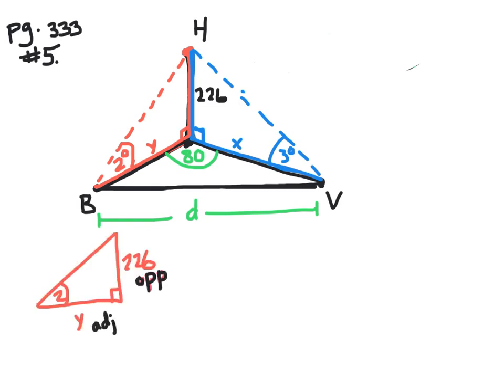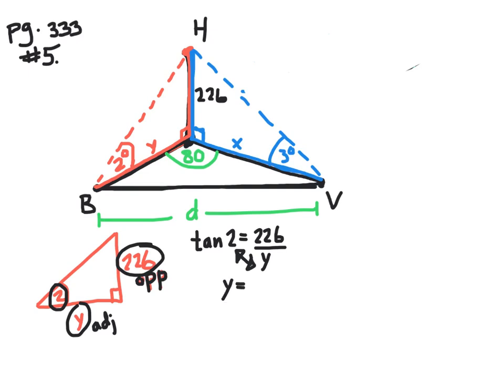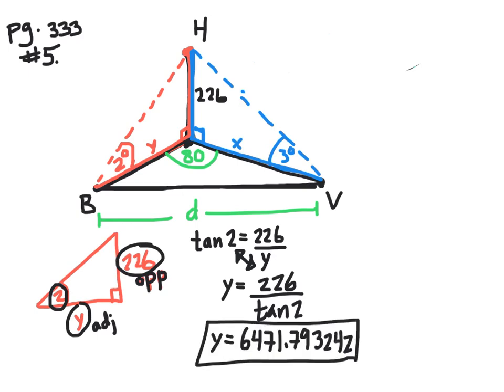So I've drawn the red triangle, and according to the triangle, this is 2 degrees. They're giving me 226, and I'm trying to figure out y. Opposite and adjacent, tan is the only thing that relates these. So using tan to solve for y, I end up with tan of 2 is equal to 226 over y. Cross multiply and divide out the y with the tan of 2. And I get that y is equal to 226 all over tan of 2. And of course, keeping all decimals, I get that this is equal to y.